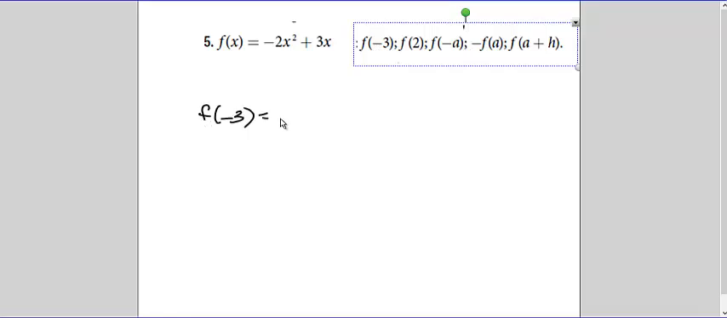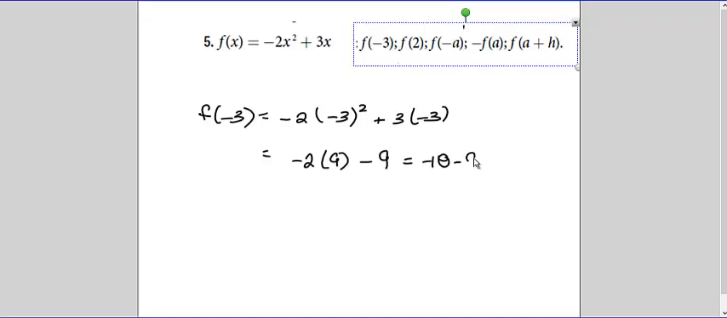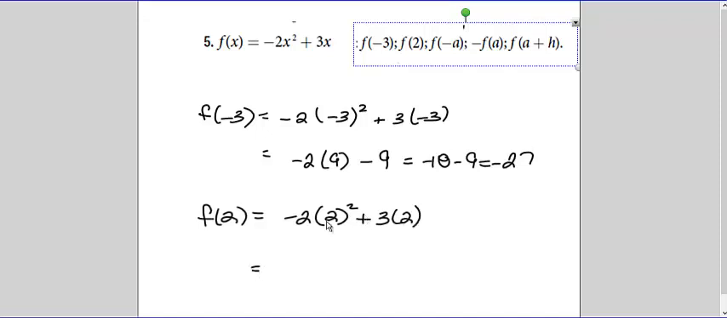So f of -3 is negative 2 times negative 3 quantity squared plus 3 times negative 3. And we evaluate that. Negative 3 squared is positive 9. And here, positive 3 times negative 3 is negative 9. So we get negative 18 minus 9, which is negative 27. Okay, f of 2 is negative 2 times 2 squared plus 3 times 2. 2 squared is 4, so we get negative 2 times 4 plus 6. So that's negative 8 plus 6, which is negative 2.